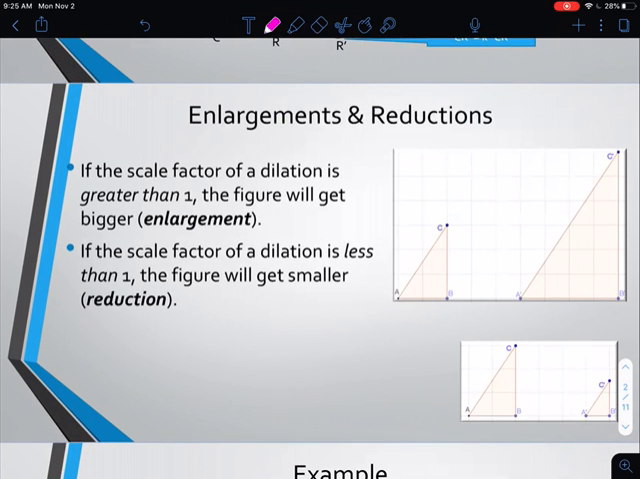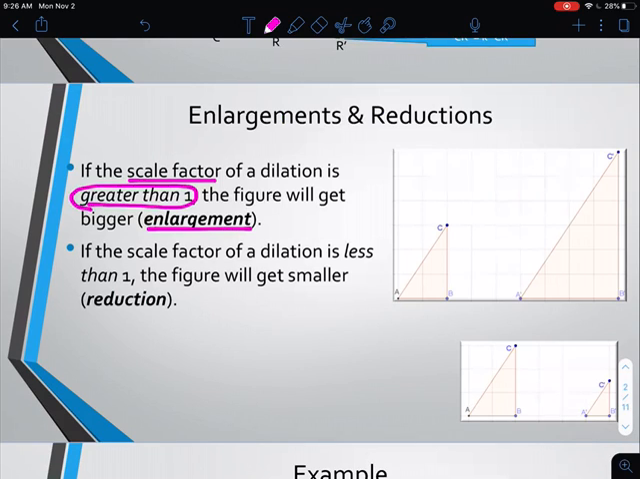Okay? Now when we dilate, making things bigger or smaller have specific terms that are associated. And the scale factor itself will also tell us what type of transformation we're dealing with. If the scale factor for a given dilation is greater than 1, so if we get a fraction that's bigger than 1, like 5 over 4, or a whole number like 2 or 3, that means our figure is going to get bigger, and we call that an enlargement. So the figure is going to get bigger than what it was before.